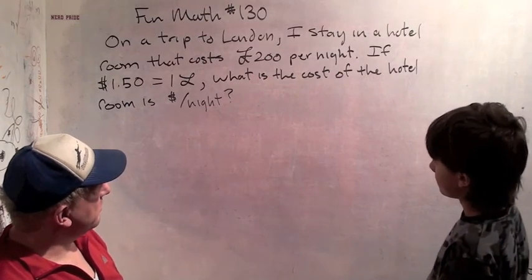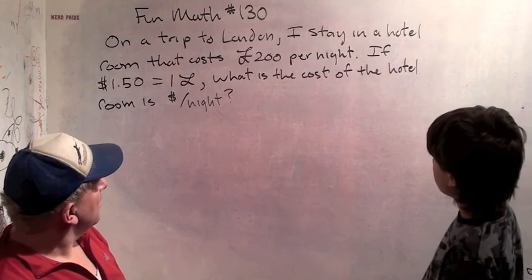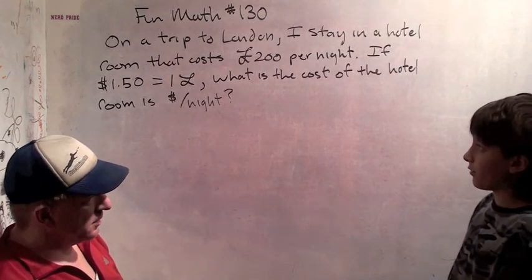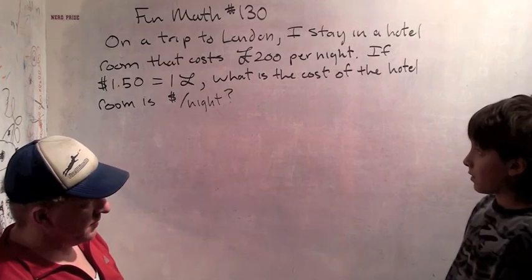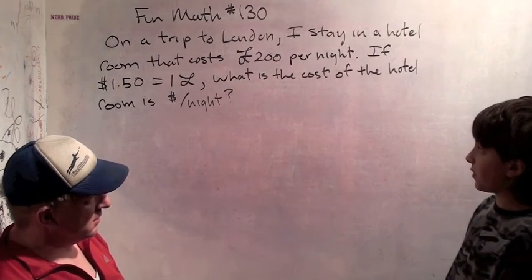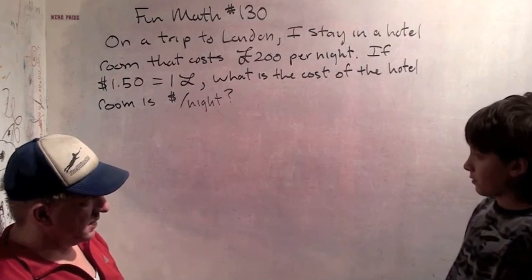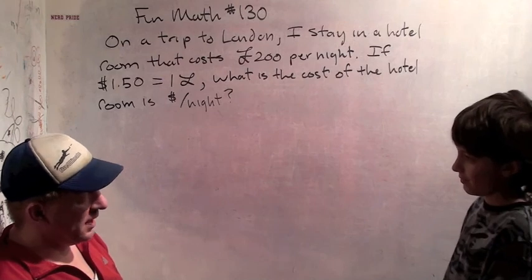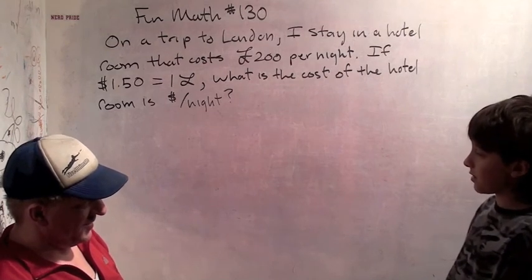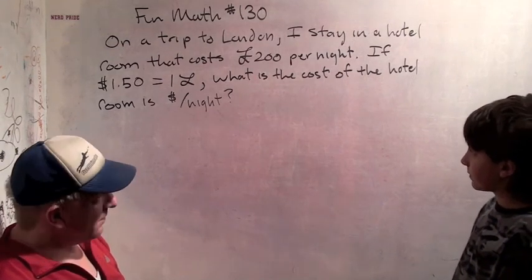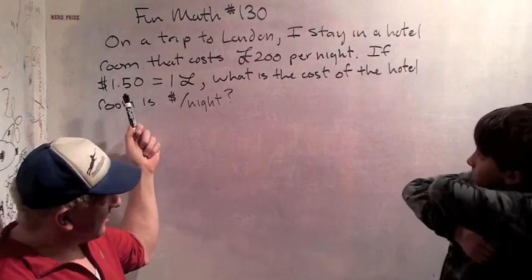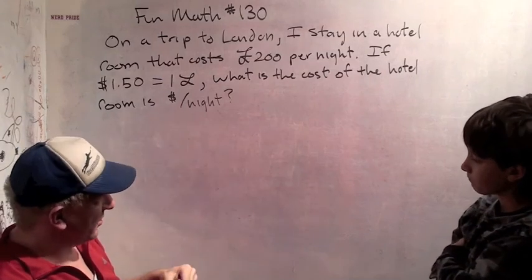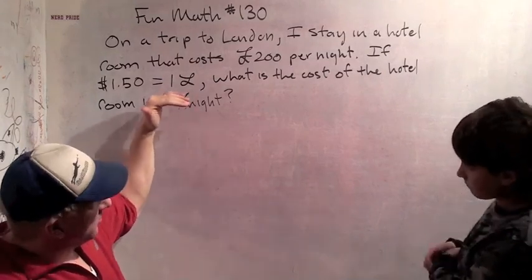Yeah. Alright, before we jump into solving it, which is worth more, $1 or £1? $1 is worth more. Okay, why do you think that? Because $1.50 is £1. Actually, no, the pound's bigger. Why? Because it takes $1.50 to make £1. There you go. It takes $1.50 to make £1, or £1 is $1.50. So the pound is actually worth more.